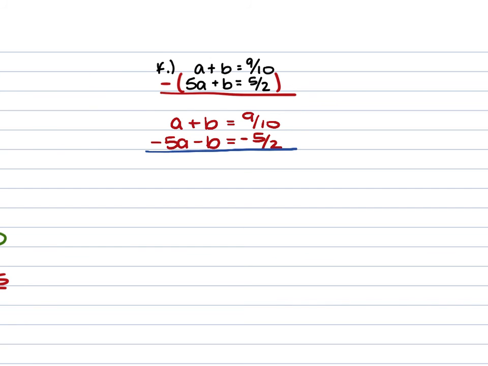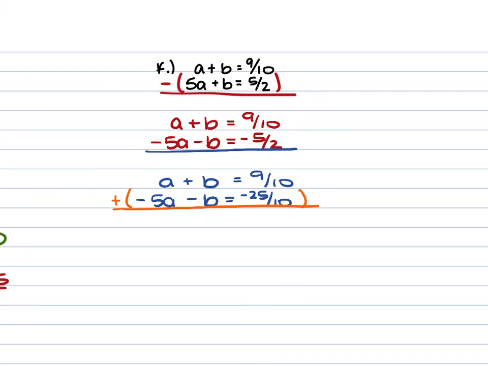Now, I want to rewrite this so that way I can subtract those fractions. So I'm just going to rewrite it again to be a plus b is equal to 9/10, minus 5a minus b is equal to something over 10. So 2 times 5 is 10. Negative 5 times 5 is negative 25/10. From here, I can add my terms. That a minus 5a is negative 4a. B minus b cancels out. And 9/10 minus 25/10, we're going to do 9 minus 25, which is negative 16/10.